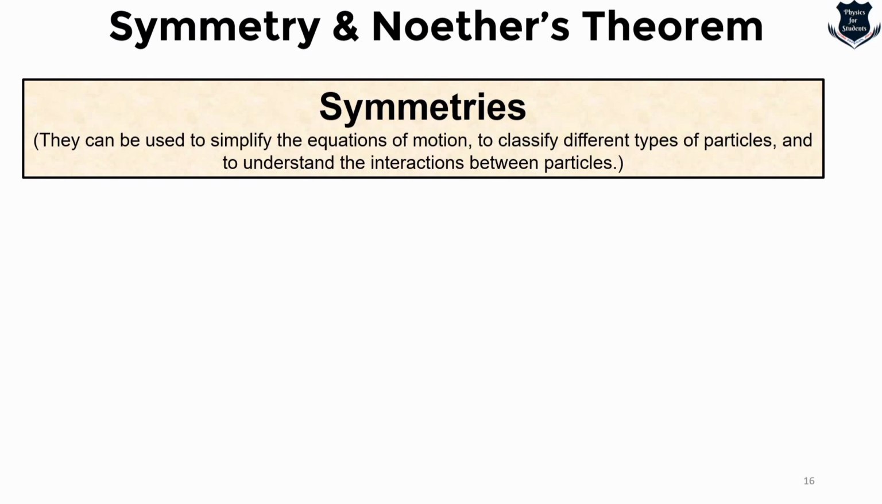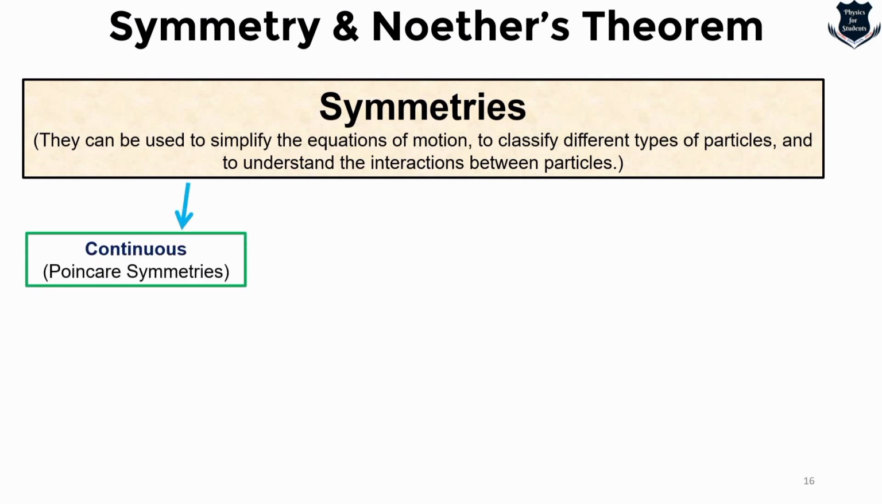So you see here, it is a basic definition of symmetry, and it simplifies the equations of motion, to classify different types of particles and to understand the interaction between particles. Right. So first let us see what is called a continuous symmetry or Poincaré symmetry. These are symmetries that do not change if you make any arbitrary transformation. And this is important because continuous symmetries in quantum field theories are called the Poincaré symmetries, which are the symmetries of space and time. So translation: the laws of physics are invariant under translation of space-time.